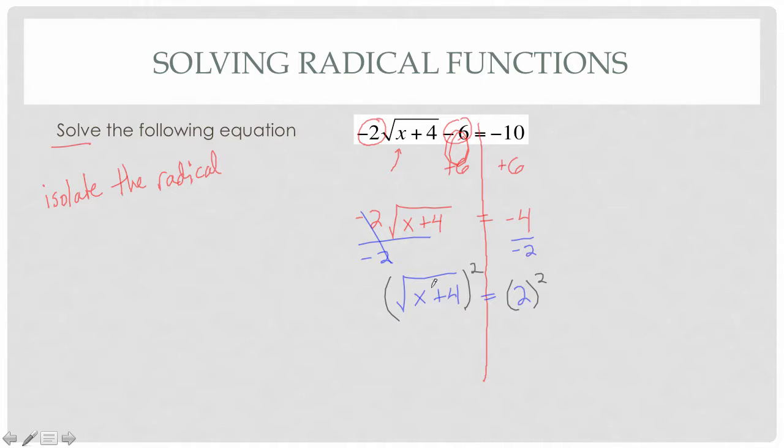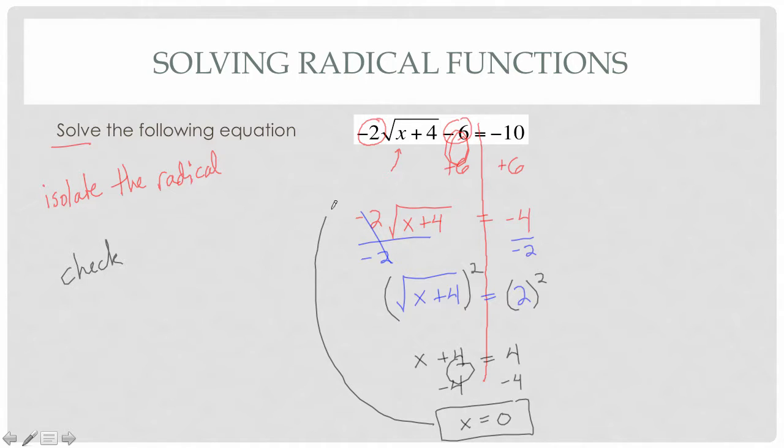So square root, squaring, those cancel out, leaving just x plus 4 is equal to 2 squared, which is 4. And finally, we're going to subtract 4 from both sides to solve for x. So x needs to be 0. That looks like what we get for the solution. But now we've got to check it out. So let's put it back in.